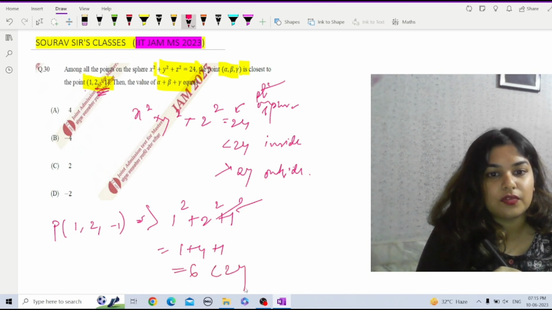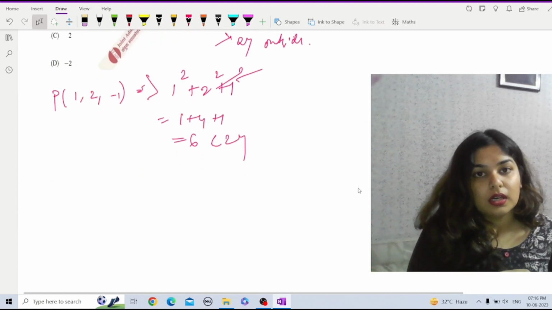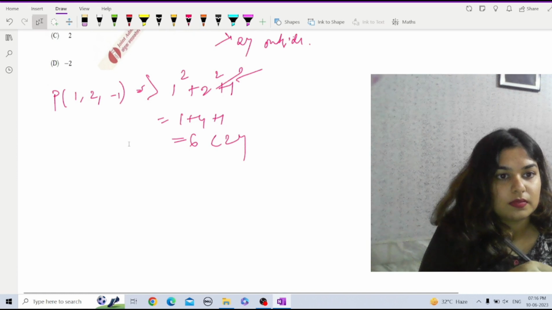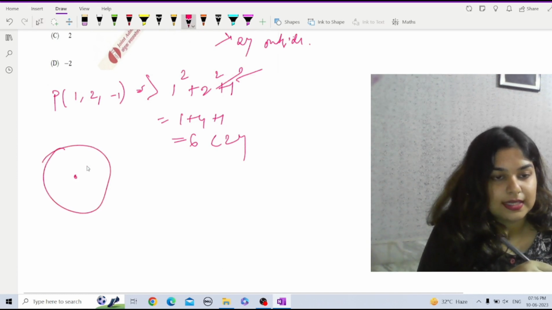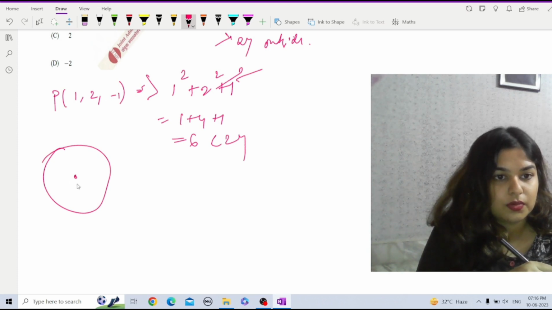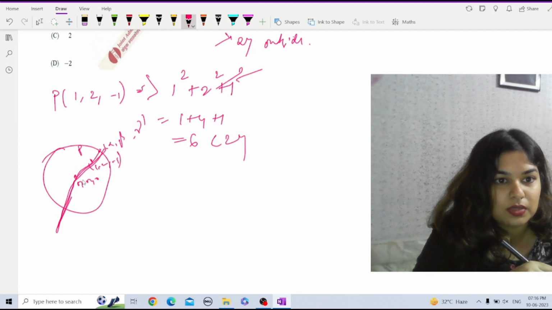Clearly this is less than 24, so the point P will be inside the sphere. If we draw a 3D diagram, say here I have drawn a circle, this is the center, the origin, let's suppose it's 0, 0, 0. There is a point P, here is 1, 2, -1. We are trying to find the point closest to it, that is alpha, beta, gamma, in the 3D plane. If you join this line, this is your straight line perpendicular at this point, right?